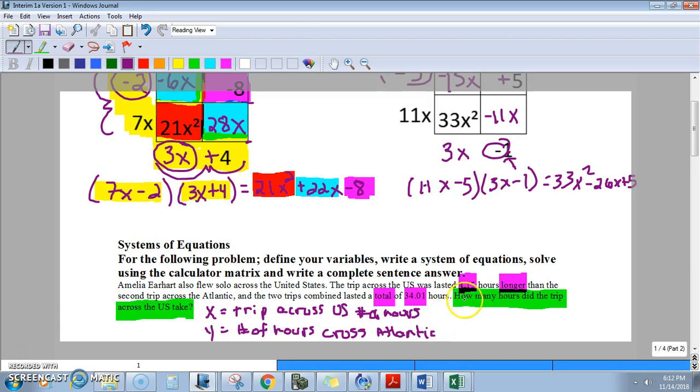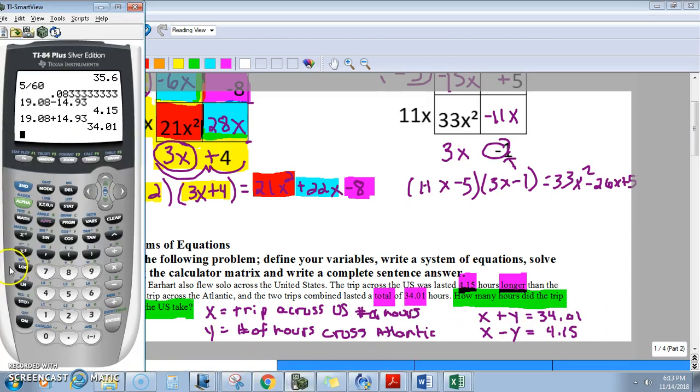Okay. And together it was 34.01 hours. So we're just going to add, right? x plus y was equal to 34.01. And then it says the trip across the U.S. was 4.15 hours longer. I'm glad that's bigger because I made x first. So if it's longer than the trip across the Atlantic, and I subtract my trip across the Atlantic, then what's left over is going to be 4.15 hours. So I have my two equations.